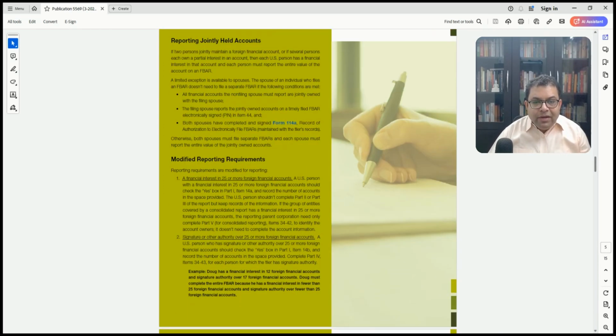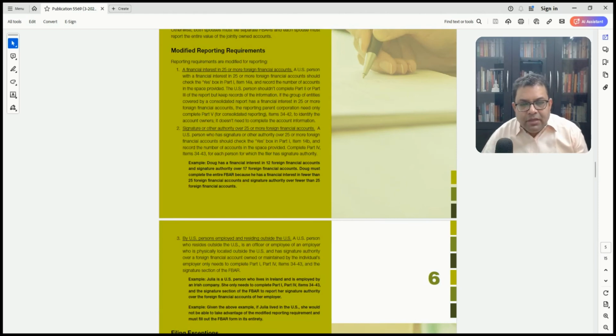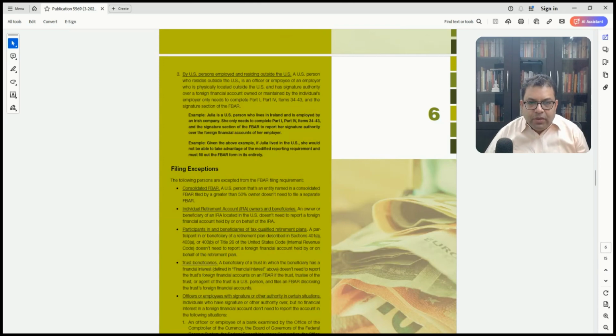Now there are certain modified reporting requirements. Take into account a person who has like 50 accounts, right? In such cases, when you file the report, there is an option to check mark. If you have a financial interest in 25 or more financial accounts, then you don't need to individually report the accounts. Yes, there is a requirement to keep proper records of the accounts, because the IRS can ask for those, but you can just go ahead and tick the 25 or more checkbox. Or if you have signature authority, you can also tick the 25 or more checkbox, right? Okay.